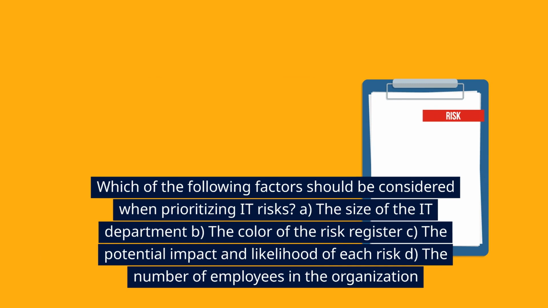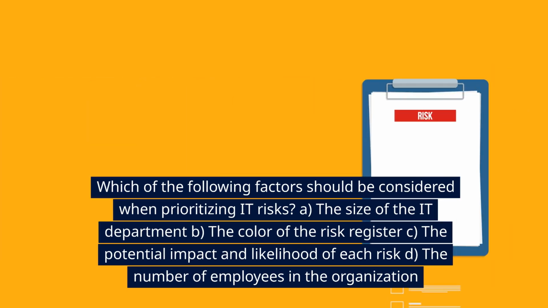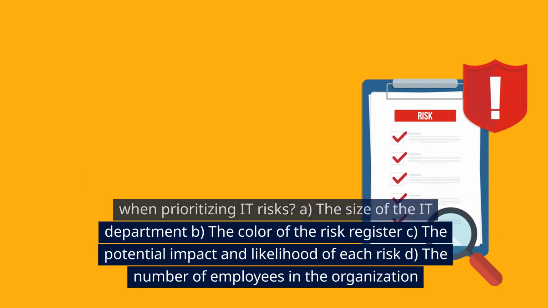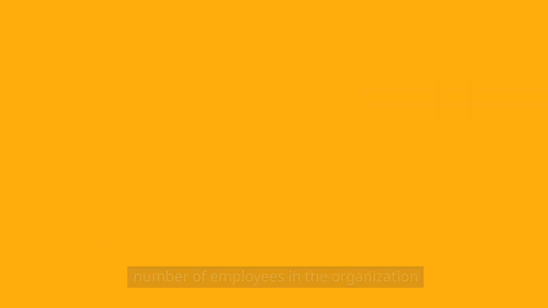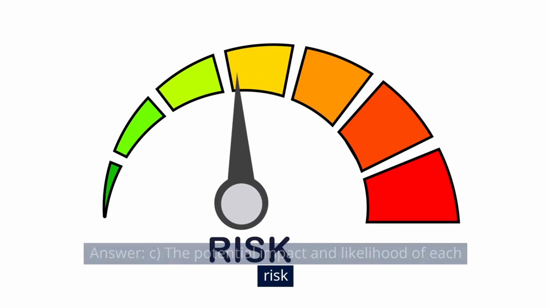Which of the following factors should be considered when prioritizing IT risks? A. The size of the IT department. B. The color of the risk register. C. The potential impact and likelihood of each risk. D. The number of employees in the organization. Answer: C. The potential impact and likelihood of each risk.